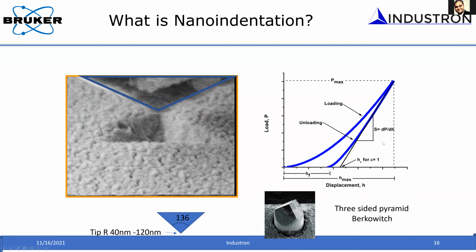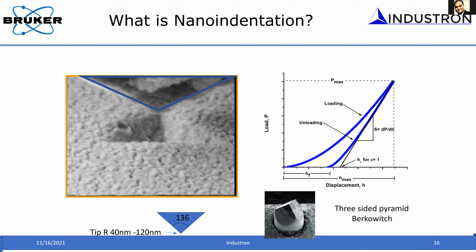Okay, and this is done with a diamond three-sided pyramidal indenter. We call it Berkovich because it was developed by a scientist called Berkovich. And you can have probes with very small dimensions. For example, typically you can make probes with 40 to 120 nanometers tip diameter. So you can go down to that kind of a scale. Even sometimes with sharper probes, you can go down to around 10 nanometers. So you can go down to that kind of a length scale.